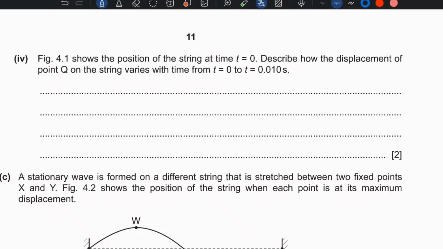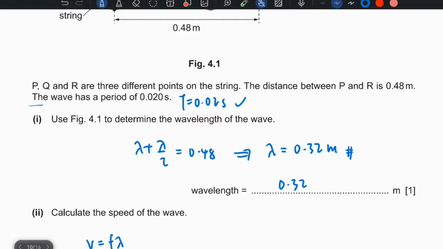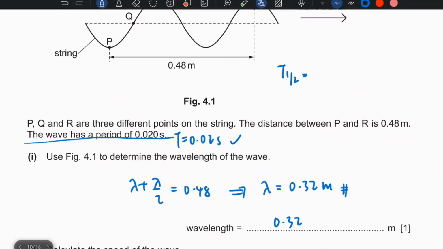Figure 4.1 shows the position of the string at time t equals 0. Describe how the displacement of point Q on the string varies with time from t equals 0 to t equals 0.010 seconds. If you realize, 0.010 second is actually half of the period. Why? Because they have mentioned here that the wave has a period of 0.02 seconds, and half of the period is 0.01 seconds. So they are asking how point Q varies within half a cycle.